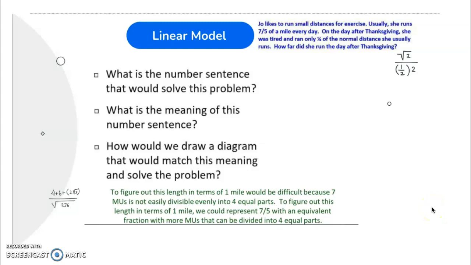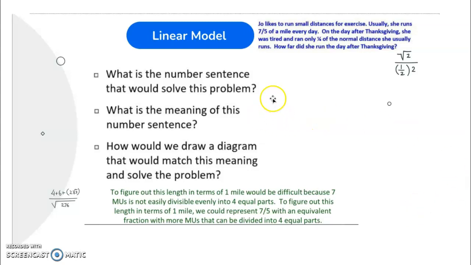Okay, we're moving on to chapter 10, and this word problem states Joe likes to run small distances for exercise. Usually she runs 5/5 of a mile every day. On the day after Thanksgiving, she was tired and she only ran 1/4 of the normal distance she usually runs. How far did she run after Thanksgiving? This may sound familiar because we've done a distance word problem in the past.